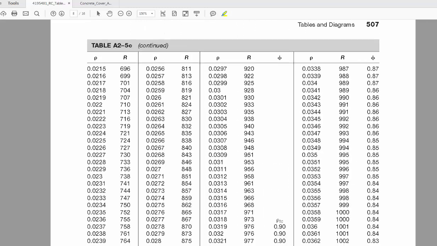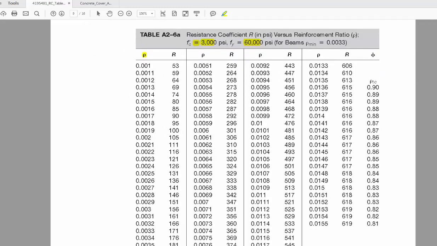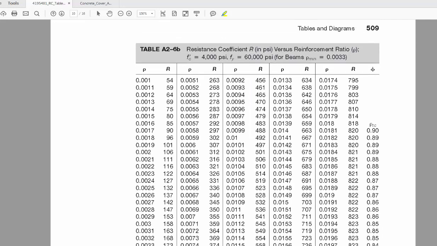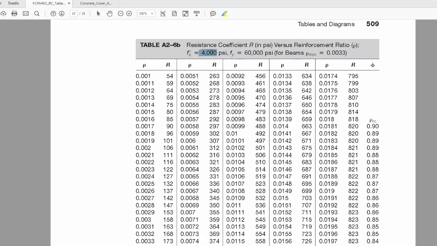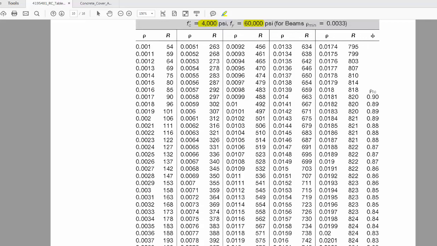So let's go down. 3,000. So here you go. This is 4,000 concrete and 60,000 steel. And the steel ratio is 0.015. So meaning the steel ratio, the RU, is equal to 703, right? And the units are in PSI, keep in mind. It's PSI, the units here.